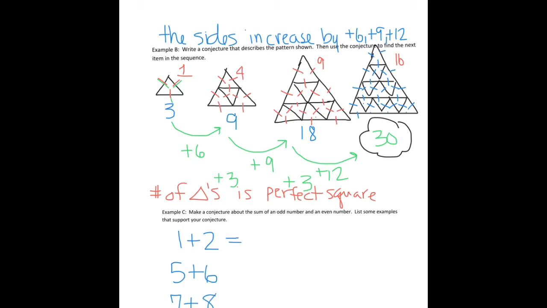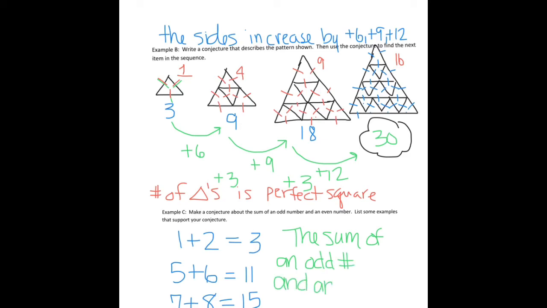Well, when I take an odd number and add it to an even number, I think I get an odd. Does that work for 5 plus 6? Does it work for 7 plus 8? So the conjecture that I'm going to make is that the sum of an odd number and an even number is always odd.